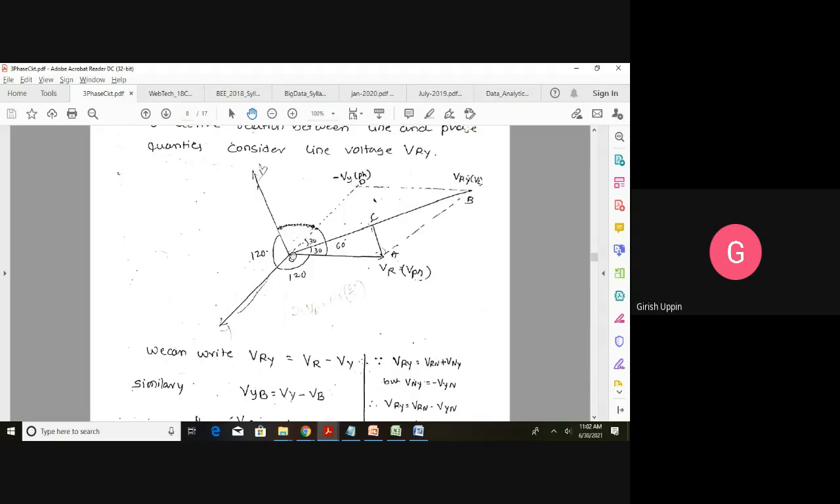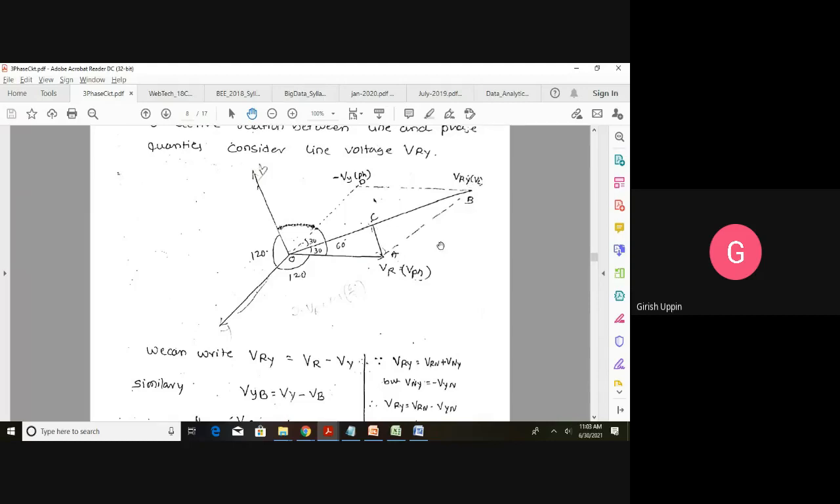I have minus Vy drawn here and this is Vr. Now the phasor sum of Vr and minus Vy is going to be the Vry, and the angle between Vr and Vy, because this is going to bisect this angle, is 60 degree. Using the parallelogram method, I will draw this line equivalent and parallel to Vr, and this line parallel to minus Vy and same length. If I join that, this would be the Vry.